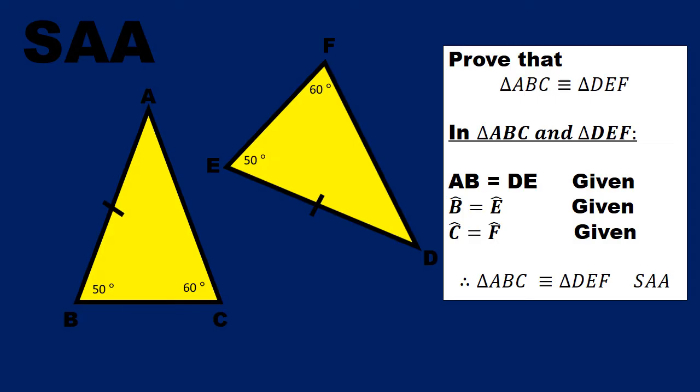So let's start with the side. AB is equal to DE. That has been given. Angle B is equal to angle E. That's also given. And angle C is equal to angle F. That's also given. So what do we have? We've got a side, an angle, and an angle. And that is one of the reasons to prove congruency. So thus, triangle ABC is congruent to triangle DEF, and your reason there is side, angle, angle.